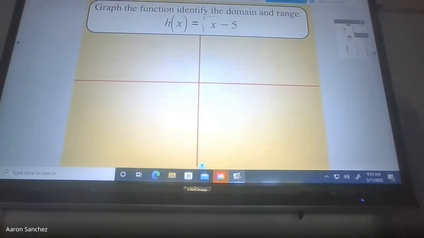Graph the function, identify the domain and range. There's going to be a lot of graphing on this test. Not because of you guys, but because my last class really wanted to graph.